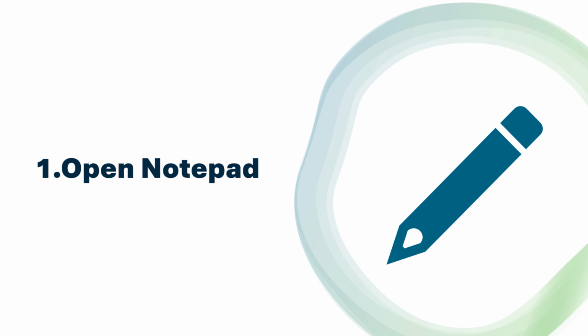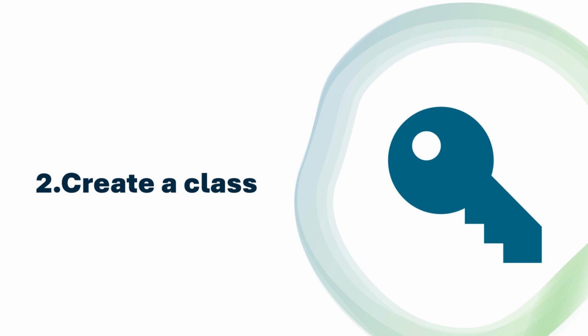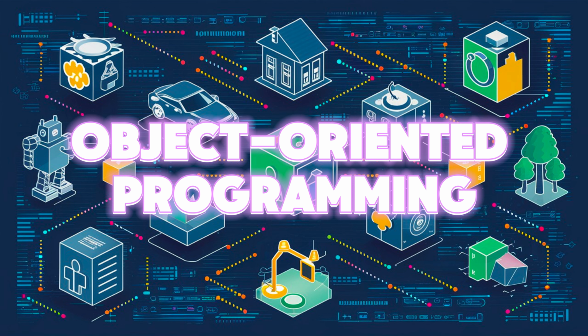Open Notepad. First, open your Notepad. Create a class. In Java, everything happens within a class because of the language's object-oriented programming paradigm. Java programs are compiled into bytecode which runs on the JVM. The JVM expects a class structure as it uses classes to load, link and execute the code. This class-based structure is essential for Java's write once, run anywhere capability.